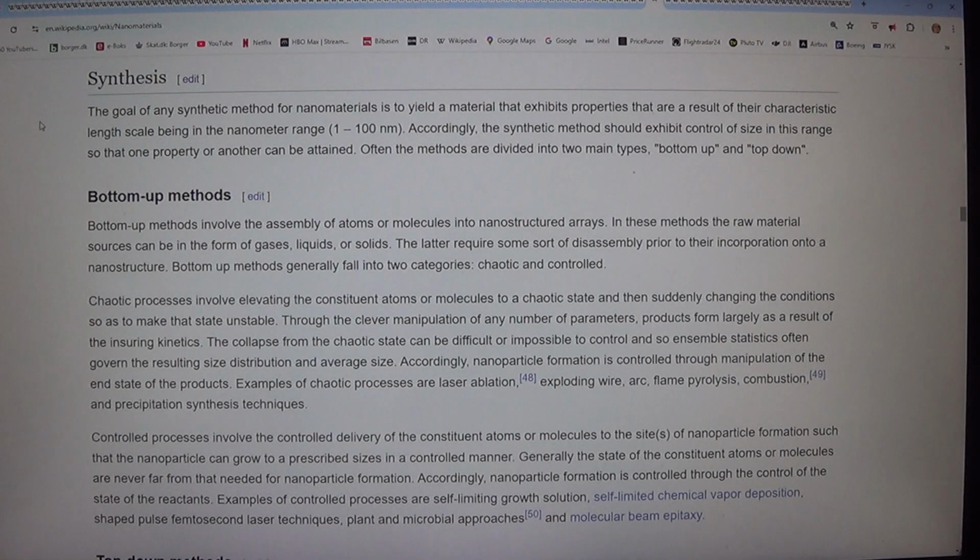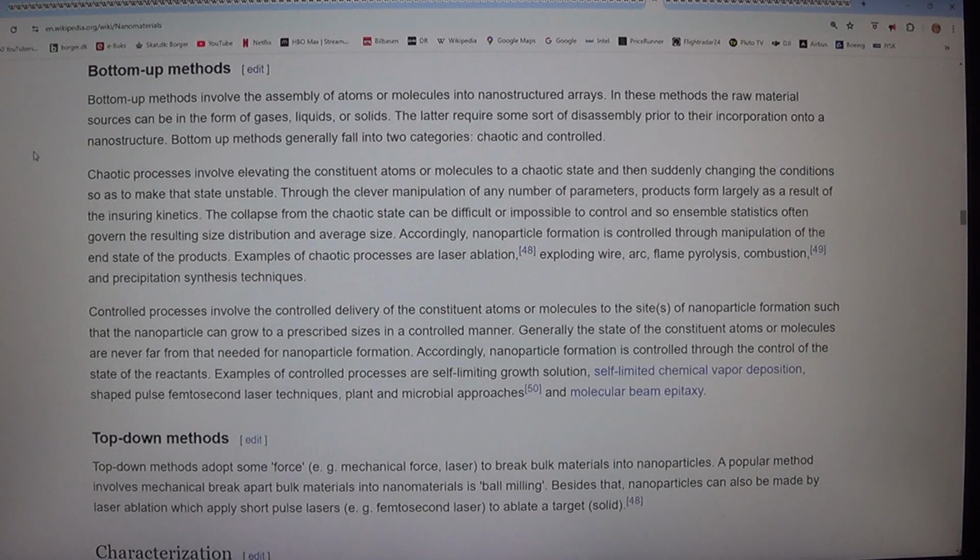Synthesis. The goal of any synthetic method for nanomaterials is to yield a material that exhibits properties that are a result of their characteristic length scale being in the nanometer range, 1 to 100 nm. Accordingly, the synthetic method should exhibit control of size in this range so that one property or another can be attained. Often the methods are divided into two main types, bottom-up and top-down. Bottom-up methods. Bottom-up methods involve the assembly of atoms or molecules into nanostructured arrays.